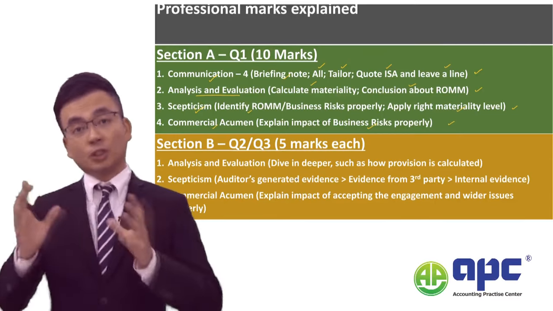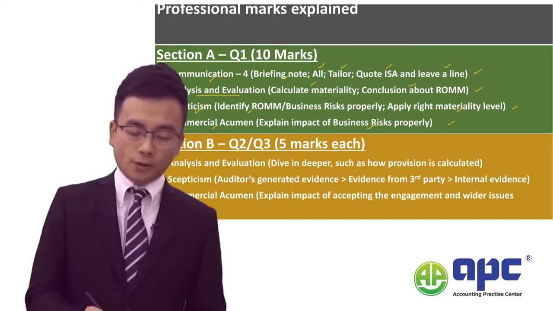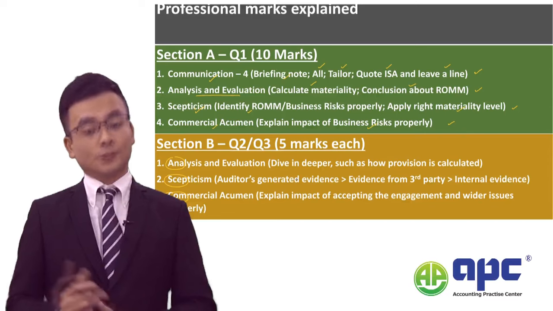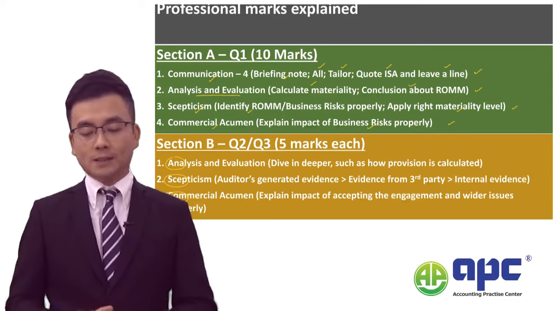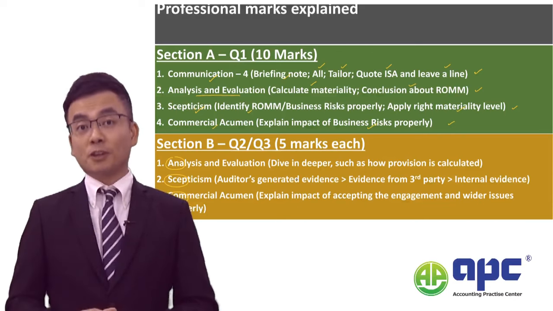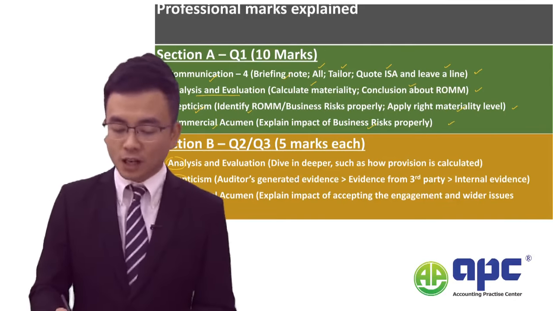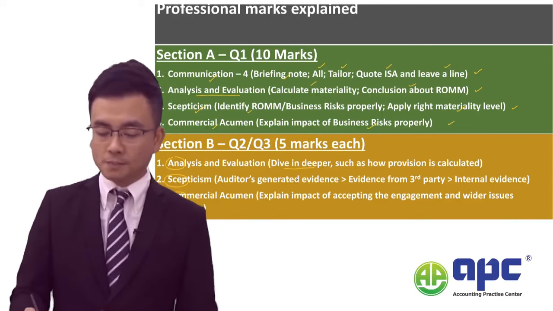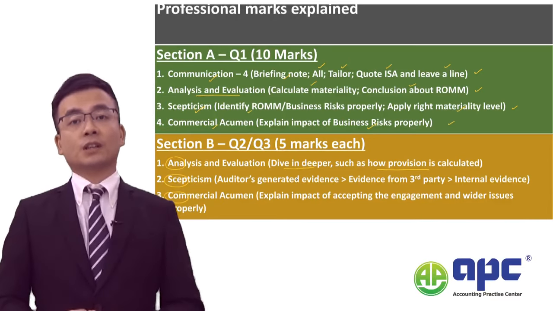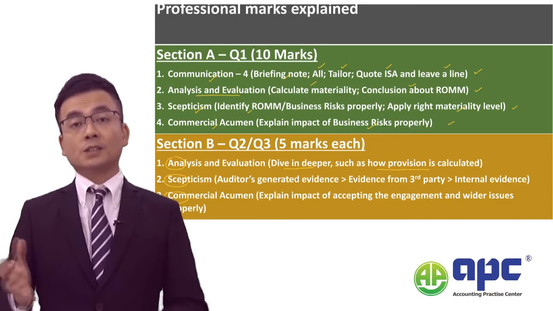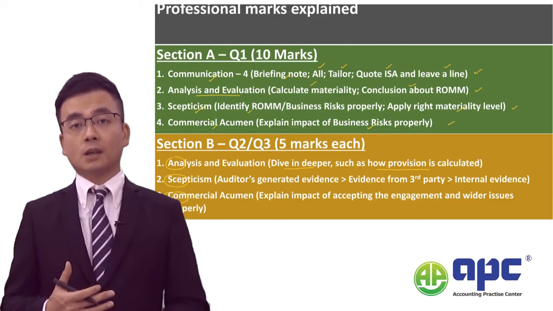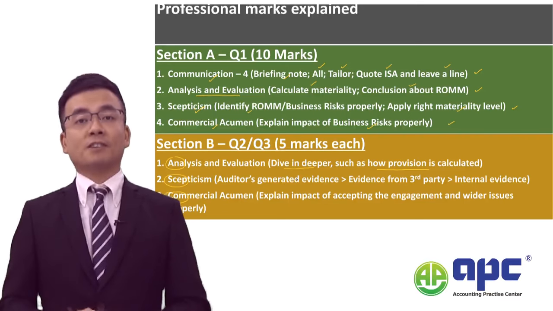However, in question two and question three, there are only three elements of the professional skill mark. So for example, the analysis and evaluation again. However, unlike in question one, in order to score the professional mark in section B, you need to dive in deeper. So for example, you may be provided with a provision liability. You will need to demonstrate your understanding of in what circumstances that provision liability can be recognized and how it's going to be calculated. So make sure that you obtain further evidence regarding this.